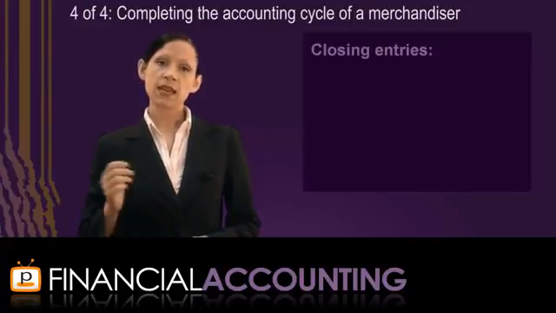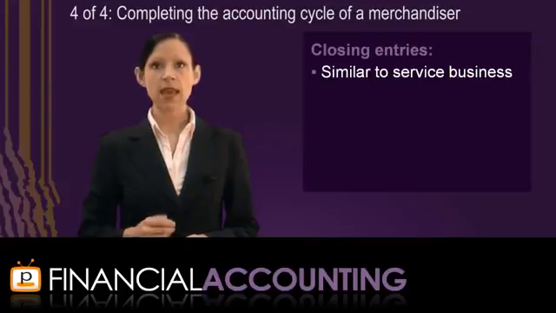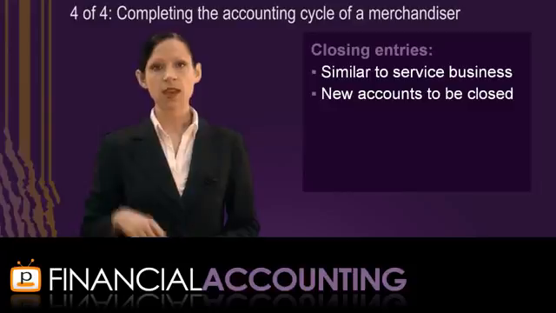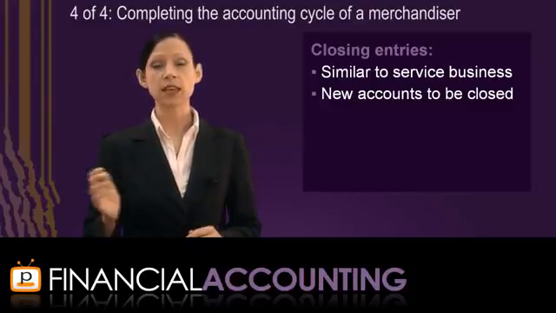At the end of the accounting period, merchandise businesses also need to record closing entries. These are similar to those of a service business, except that the merchandiser has some new accounts that need to be closed. In the first closing entry that closes all temporary accounts with a credit balance to the income summary account, the only difference is that the merchandiser uses the sales revenues account rather than the revenues account used by a service business.